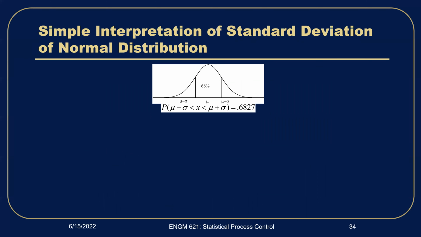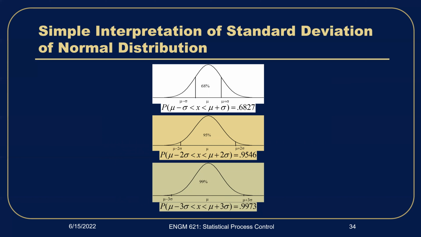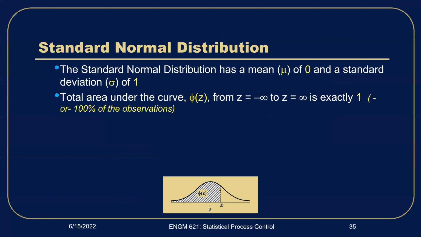We can have a single interpretation of sigma of a normal distribution. We can use how many sigmas away from the mean to know the probability of a variable value. So this is 1 sigma, 2 sigma, and 3 sigma. The standard normal distribution's mean is 0 and standard deviation is 1. When we convert a normal distribution to a standard normal distribution, we use x minus mu, divided by sigma, so we get the z value.